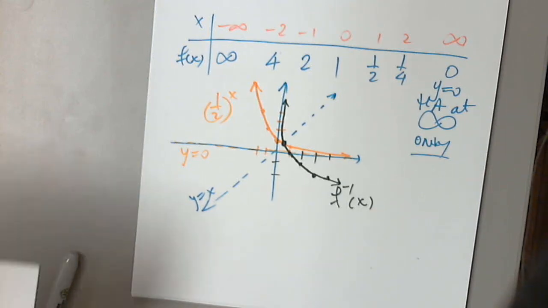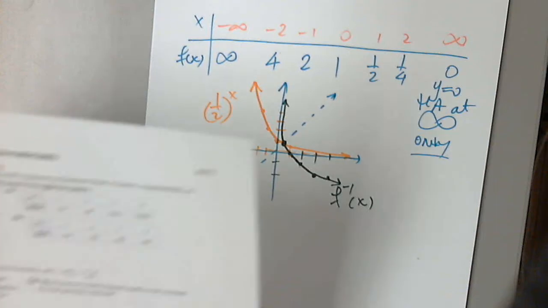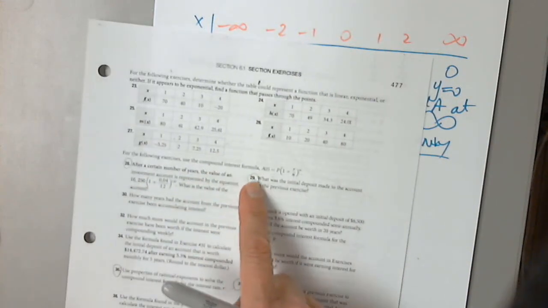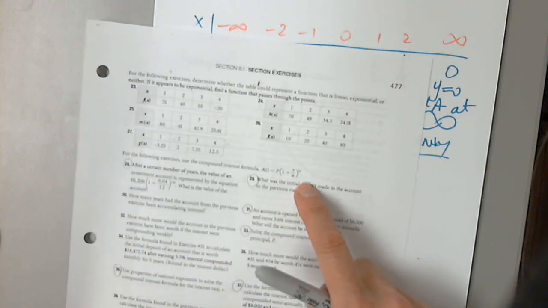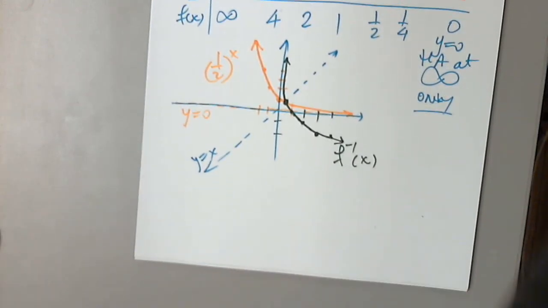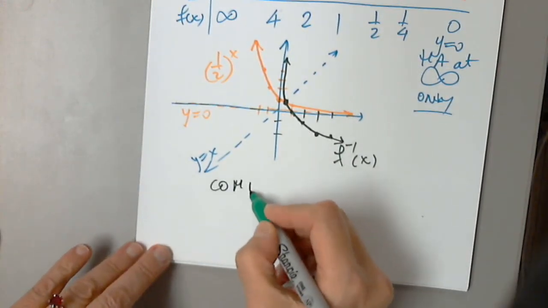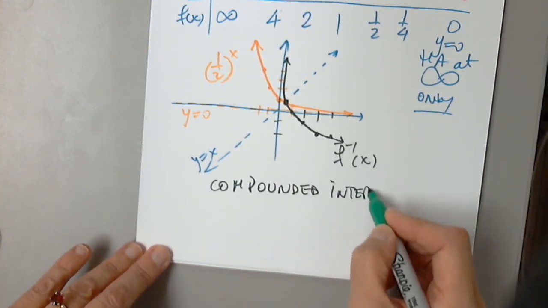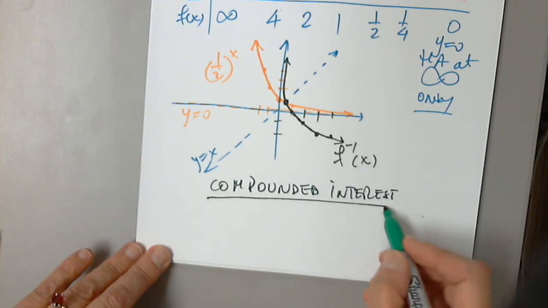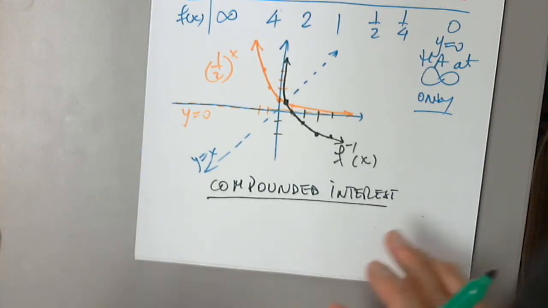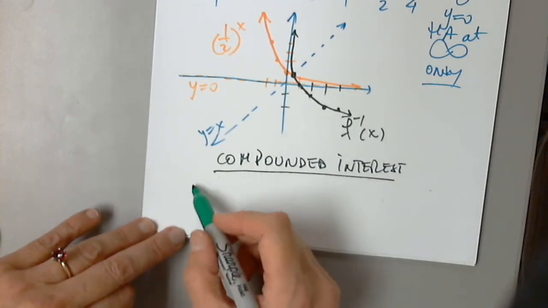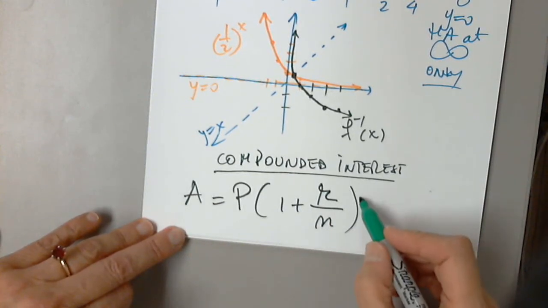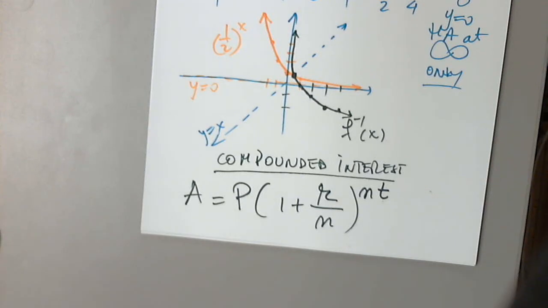Okay, so I would like us to look at a first application about the compound interest formula. The formula will be given to you. So here it is, compounded interest. Let's write it because I need to explain what each item represents. So A equals P, 1 plus r over n, raised to nt.